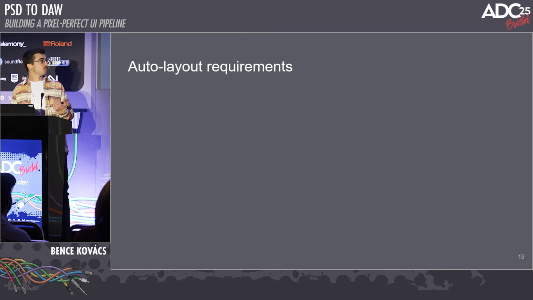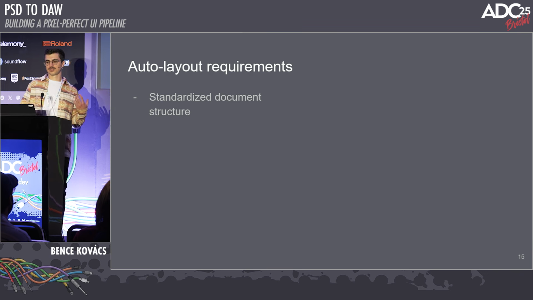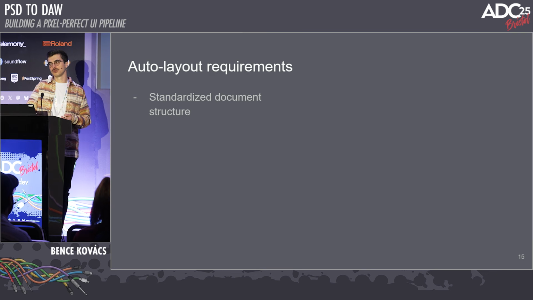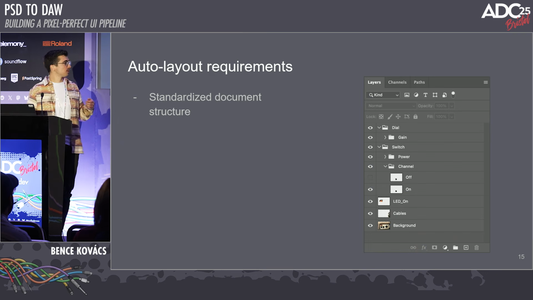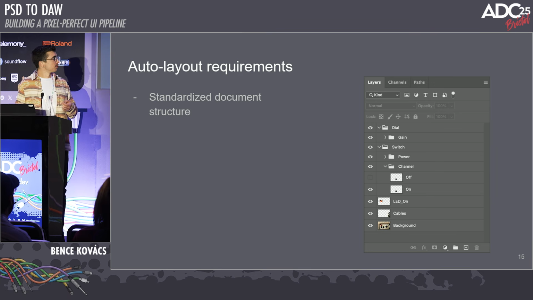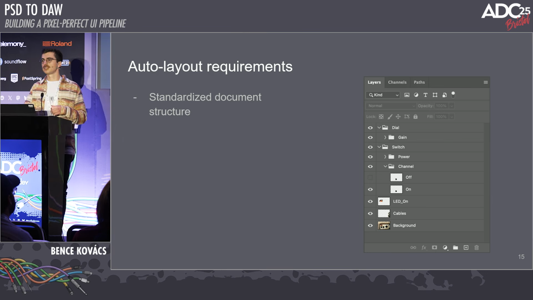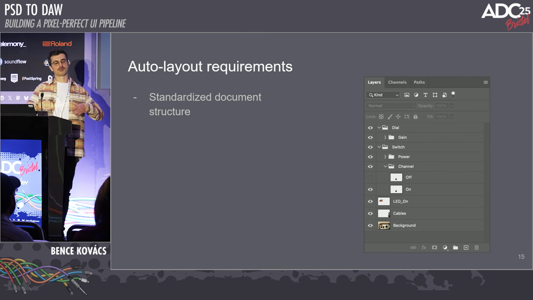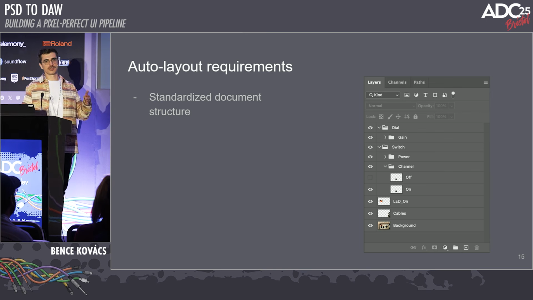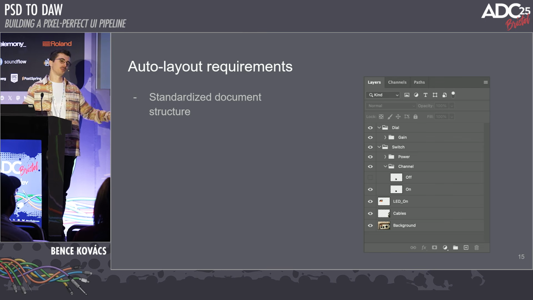So what are the type of requirements that you really need to be able to build your UI in this kind of dynamic way? Well, you will have to come up with a standardized document structure no matter what kind of graphic design tool you use. So for us, for example, for BDM 75 in Photoshop, you would get a similar kind of layer structure where we basically have like a primary group for the different types of components, such as buttons and switches and dials and whatnot. And then within that, we have subgroups for each component within that type.